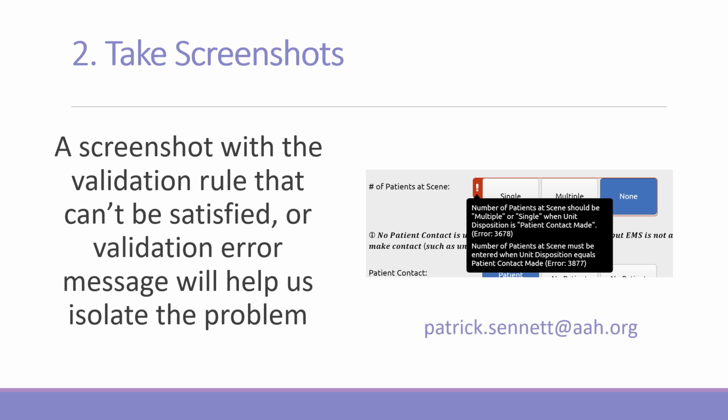If you do create a screenshot, you'll have to email it to me. So patrick.sennett@aah.org would be the way of doing that. And again, if you just put the error number into the form, that's great. And by the way, if multiple people on your shift or whatever are having the same error, there's no need to report the same error 5 times from your shift. Just give it to me once.